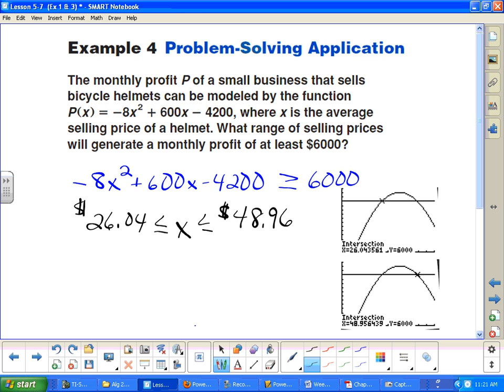So, but our main thing we were trying to do was find out where all of these values that are greater than 6,000, and not just one or two of them, all right, but all of them. So we have to write our answer then as an inequality, a compound inequality. You just can't say, well, greater than $26.04 and less than $48.96. Questions about that then?